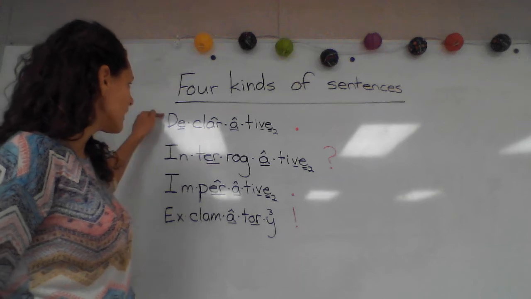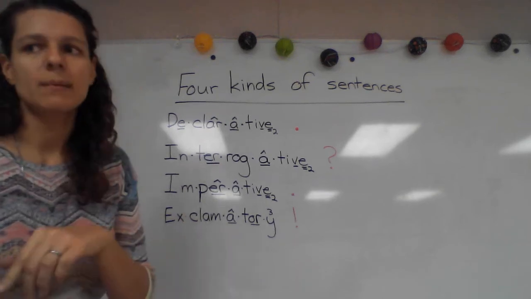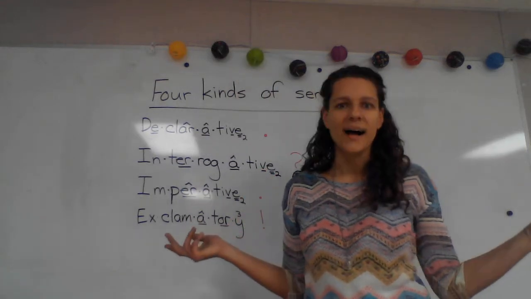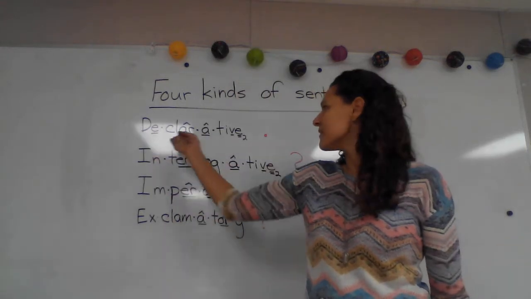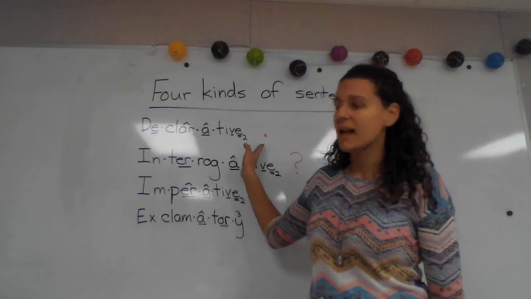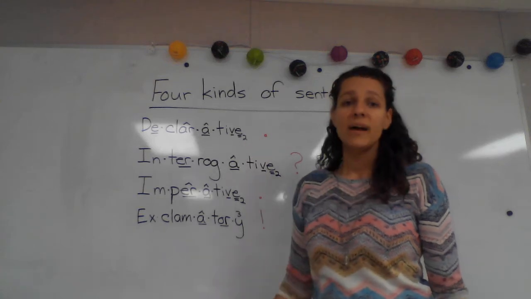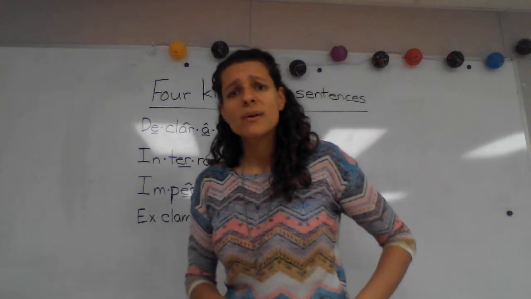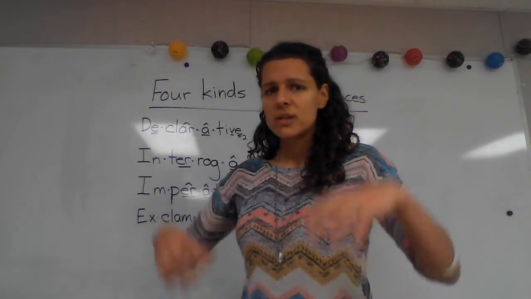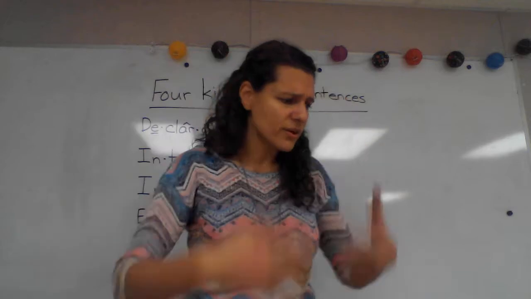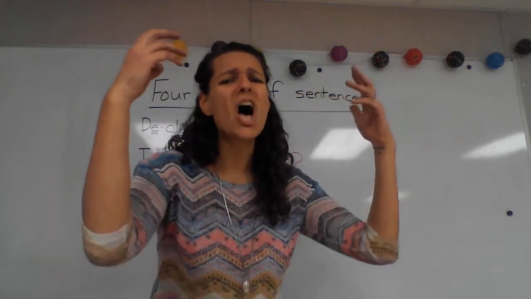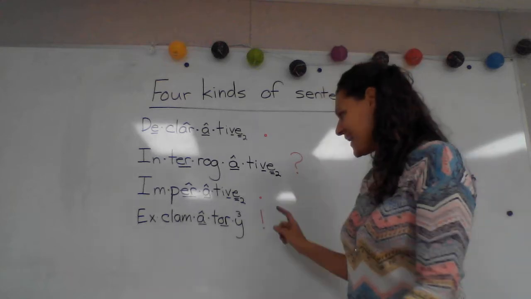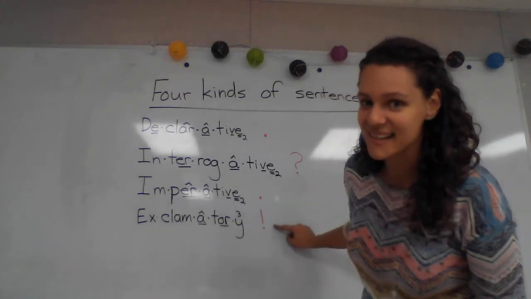We could even have a declarative sentence that turns into an exclamatory sentence. For example, if I say, it is so hot. Well, that's a declarative sentence. That definitely sounds like it has a period at the end. But if I've been walking around Phoenix for 4 hours in the summer and I'm just sweating and thirsty, I might say, it is so hot! And that would be an exclamatory sentence.